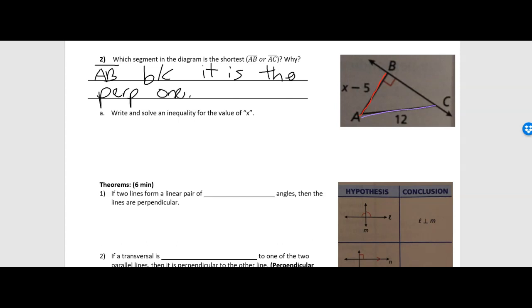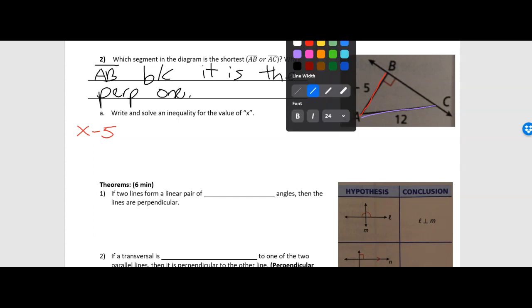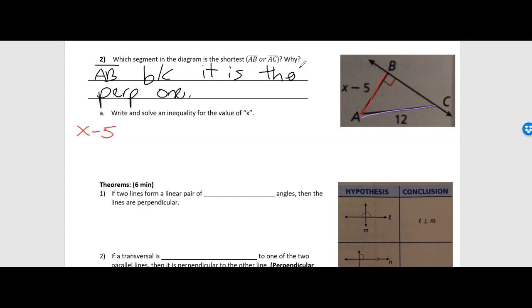And now we're asked to write and solve an inequality for the value of x. So this time our x is on the perpendicular segment, so we have x minus 5. We know that the red segment has to be shorter than the purple segment, right? Because the red segment is the perpendicular one. So less than 12. If I solve this, I add 5 to both sides, I get x is less than 17.